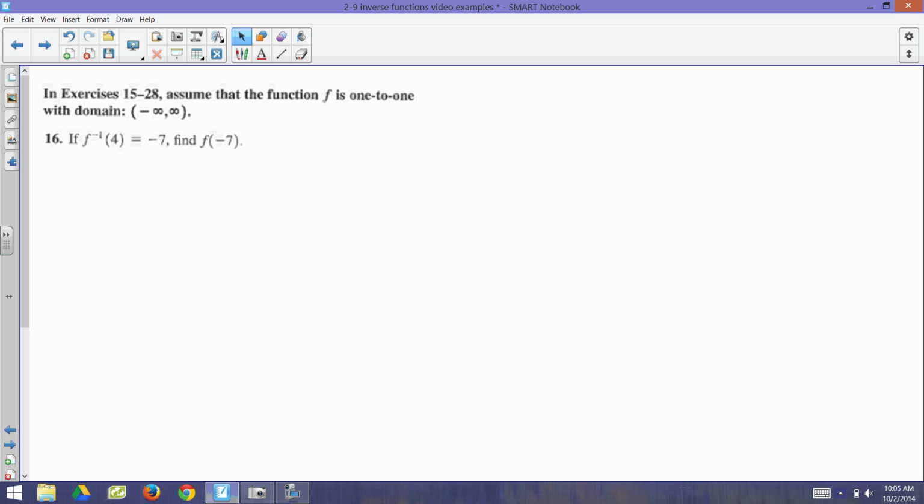Exercises 15 through 28 tell you to assume that the function f is one-to-one with a domain of negative infinity to positive infinity. If f inverse of 4 is equal to negative 7, then find f of negative 7. Remember what I told you earlier about inverses.